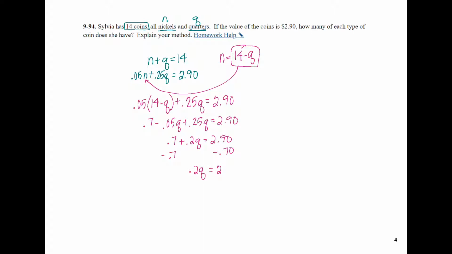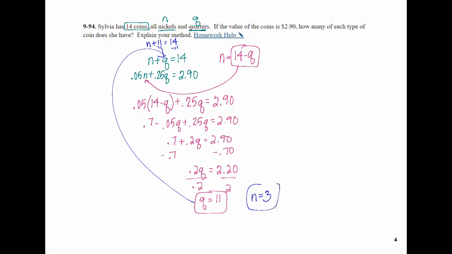So we get $2.20 divided by 0.2 tells me Q equals 11. So if I have 11 quarters, I substitute that back into my original. N plus 11 equals 14. Subtract my 11, and I know that I have 3 nickels.